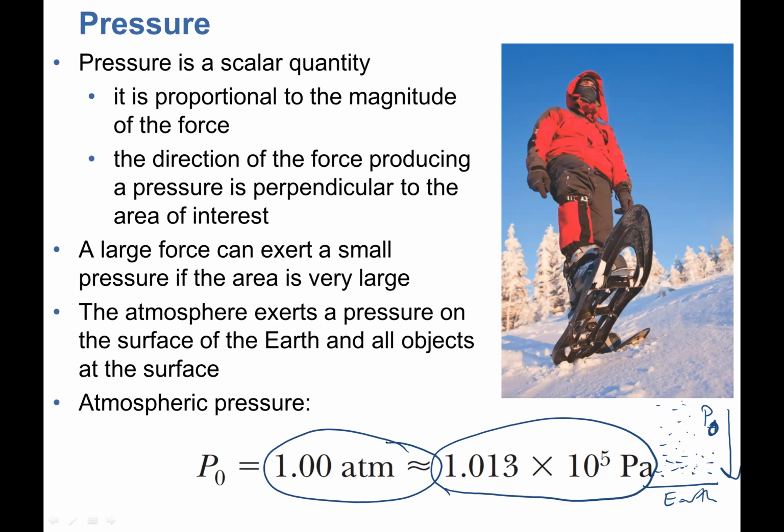So 1 ATM is equivalent to 1.013 times 10 to the 5 Pascal, which is the atmospheric pressure at the surface of Earth, or at sea level. So if you go above the surface, if you increase your altitude, then the atmospheric pressure will decrease. It's actually going to decrease, right? So the pressure decreases.